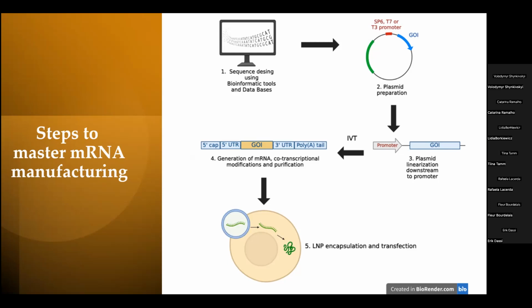Then we proceed with the conventional cloning into a plasmid vector. The important thing in this step is that the plasmid vector should contain a specific promoter according to the in vitro transcription kits. Kits for in vitro transcription are commercially available and usually based on the activity of SP6, T7 or T3 RNA polymerase. So our plasmid vector should contain one of these 3 promoters.